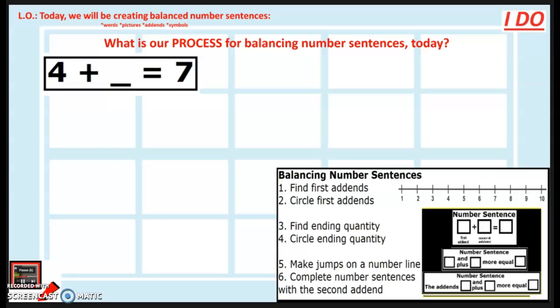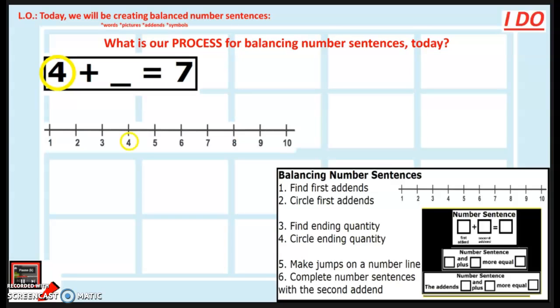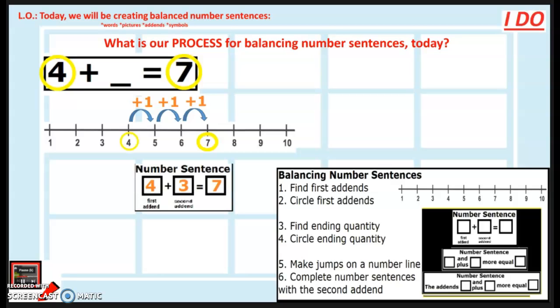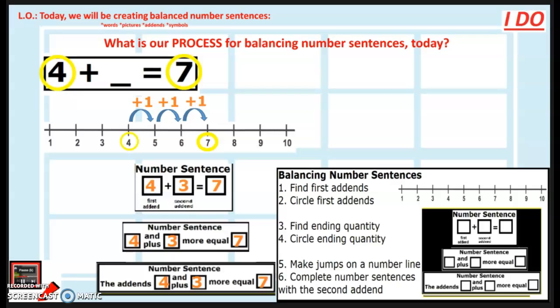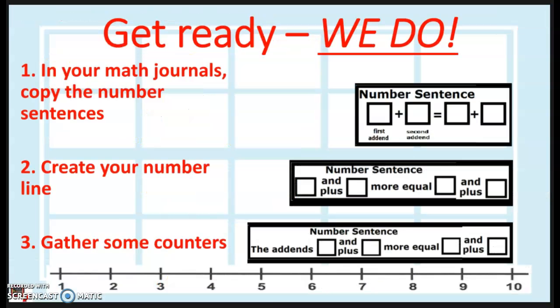So let's go ahead and start right here, okay? If I have 4 plus blank equals 7, that's what I'm going to do. Let's review. We already did this the other day, but today we're doing multiple. So let's go through quickly, okay? I'm going to circle the 4, and then circle the 4 on the number line. Find my ending quantity, which is 7, and circle that. Then make my jumps, and that's my new add-in. 4 plus my new add-in of 3 equals 7. So that's just a quick review.